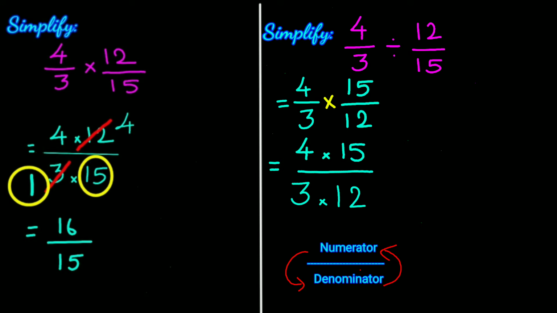Let's simplify. 1 times 4 is 4. 3 times 4 is 12. And 1 times 3 is 3. 5 times 3 is 15. Equals 1 times 5 is 5 divided by 1 times 3 is 3 is the answer.